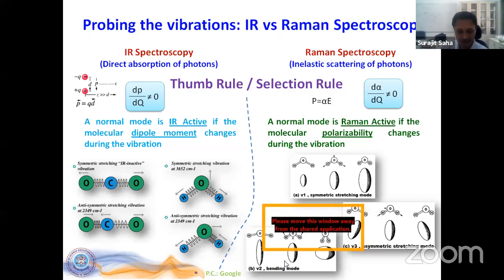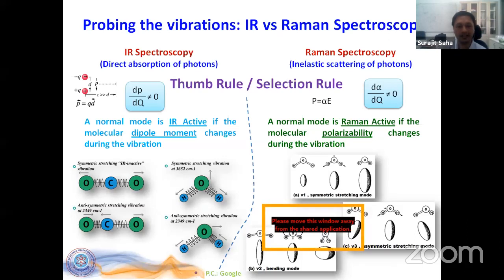And similarly, this is the bending motion of the water molecule, which is something like scissoring. This bending motion also gives rise to a change in the polarizability ellipsoid, and that again makes this vibration Raman active. So that means for the water molecule, these two vibrations will be seen in the IR spectrum. On the other hand, for the water molecule, these three vibrations will be seen in the Raman spectrum.